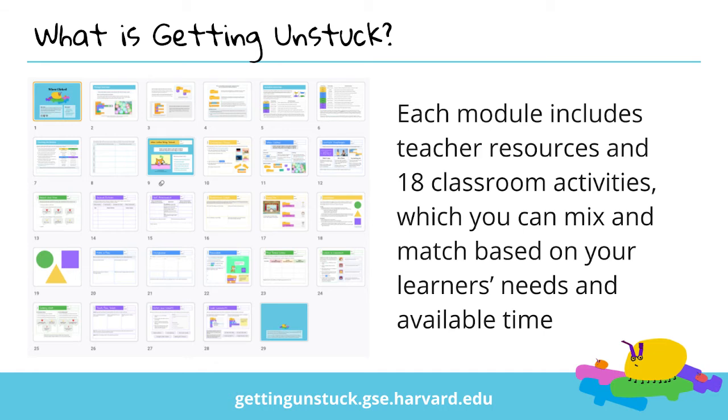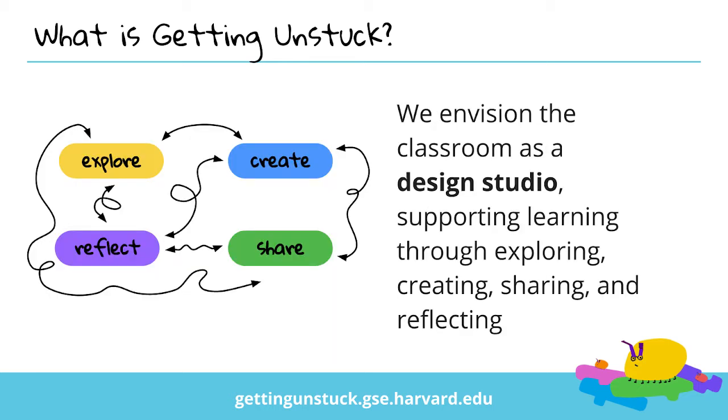Each module includes teacher resources, like background information about the concept being focused on in the module, and planning tools. Each module also includes 18 classroom activities, which you can mix and match based on your learner's needs and available time. These activities are designed to help students create Scratch projects that are unique and that matter to them, while simultaneously exploring a particular computational concept. We do this by envisioning the classroom as a design studio. The design studio is a culture of joyful learning by creating, and we were inspired by studio cultures from other disciplines. In the design studio classroom, students are working on projects that they love, that challenge them intellectually, that they're excited to share with others, and that engage them in thinking about thinking. The Getting Unstuck curriculum supports students in this work through the essential activities of exploring, creating, sharing, and reflecting.